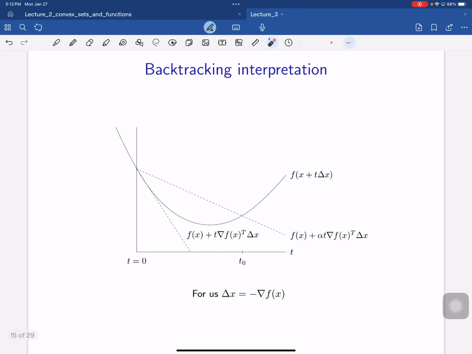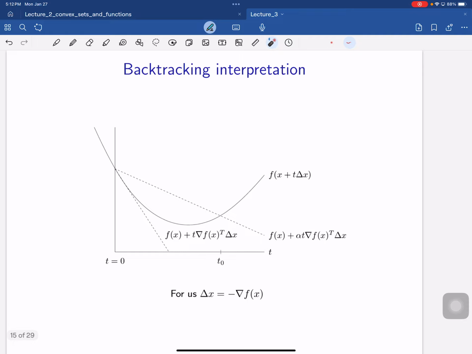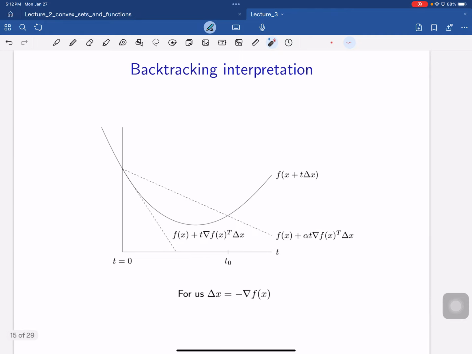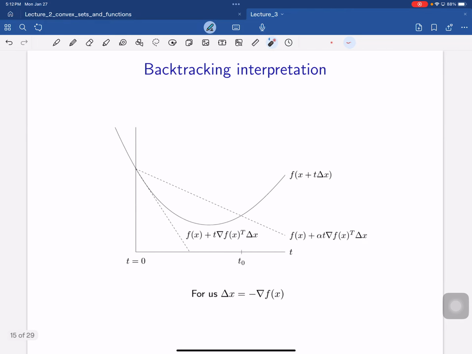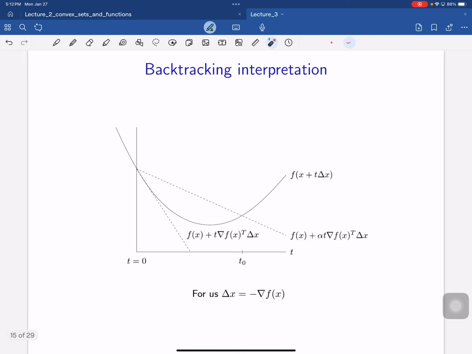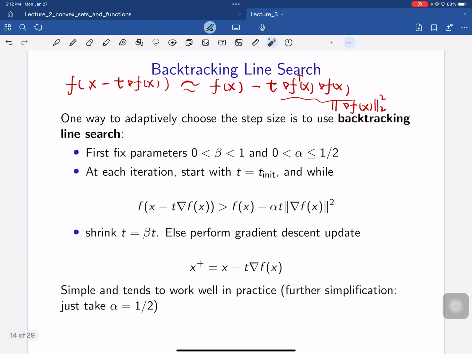Any other questions? When you shrink the step size, you can shrink it arbitrarily by choosing any number between 0 and 1. You could always multiply this step size by beta, where beta is between 0 and 1, until this condition is satisfied.